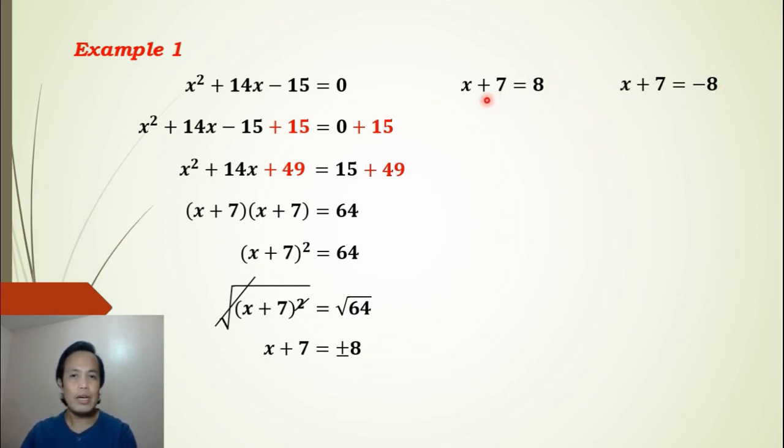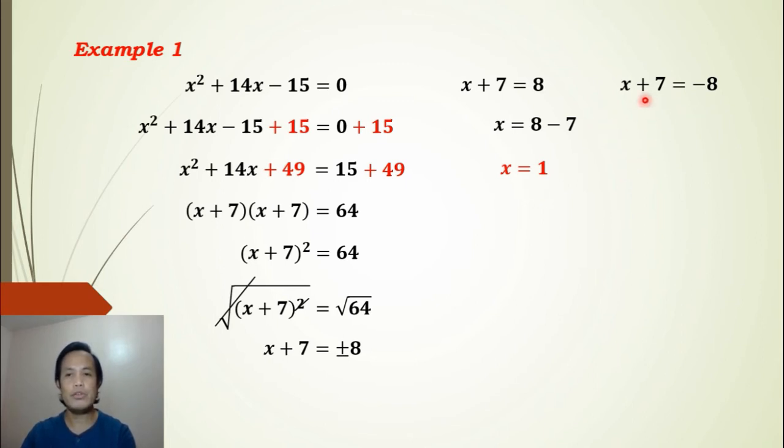We use subtraction property of equality so that 7 shall be transferred to the right side of the equation. We subtract 7 here. Of course, we will also subtract 7 at the right side of the equation. So 7 minus 7 is cancelled out. So what shall remain here shall be x. Then 8 minus 7 is 1. So our first value is 1. X equals 1. Then let's proceed to the second value.